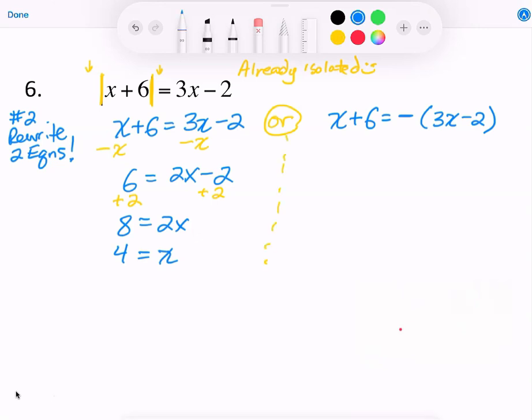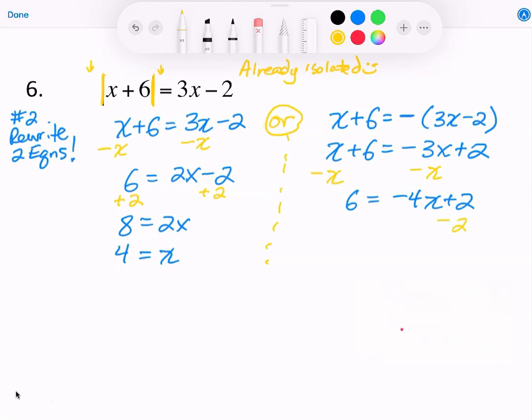Or we would have, let's distribute, on the right side, let's distribute the negative. Then we'll subtract x from both sides. That gives us 6 equals negative 4x plus 2. I'd encourage you to pause the video, see if you could solve from there. But we'd be subtracting 2, 4 equals negative 4x. Divide by negative 4, so that would be negative 1. So we get two possible answers, 4 and negative 1.